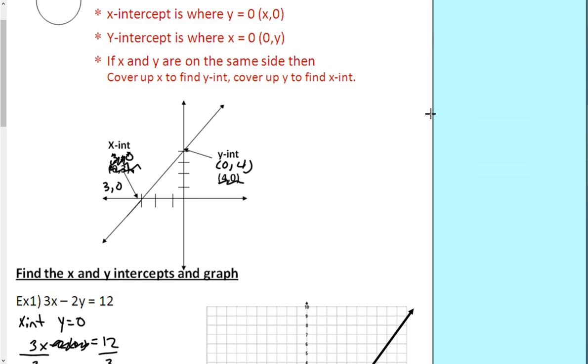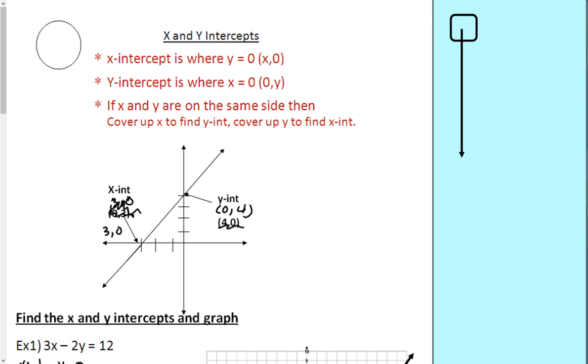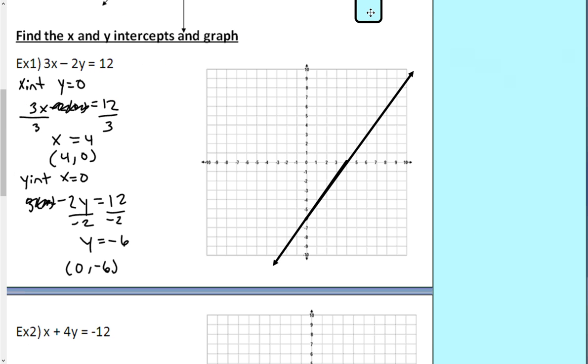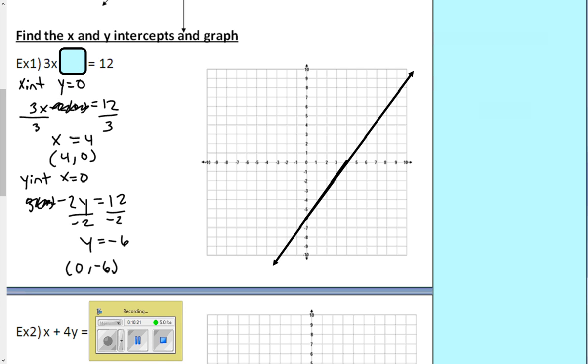Now, let me show you again using the cover-up method. How could I have done this with the cover-up method? Well, to find the x-intercept, all I would do is I would use my finger and cover up the y. So I end up with 3x equaling 12, so x is 4. To find the y-intercept, I cover up the x, and I'm left with negative 2y equals 12, so y is negative 6. The cover-up method is the way I would have you do this pretty much every time. All right? So now let's do example 2.